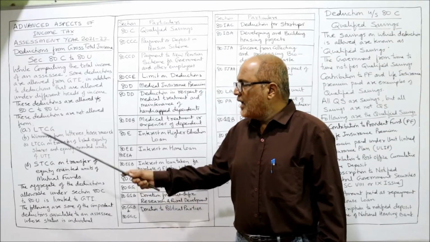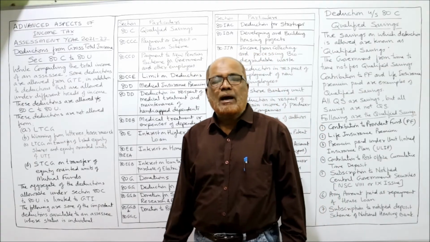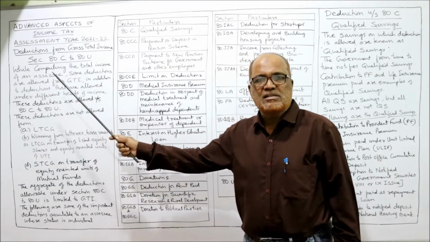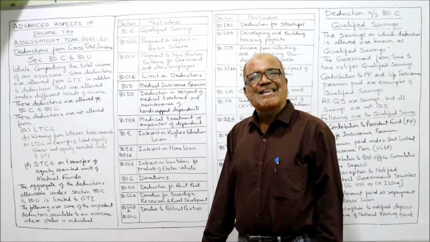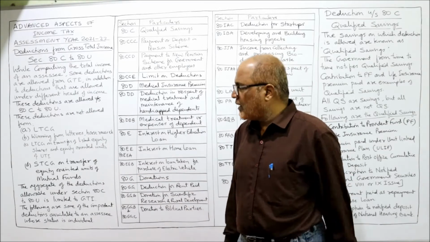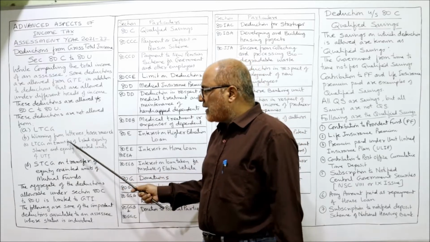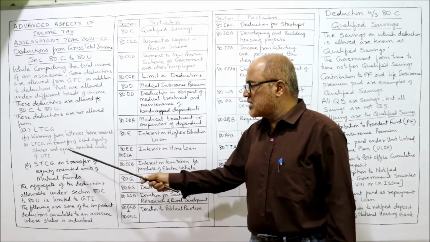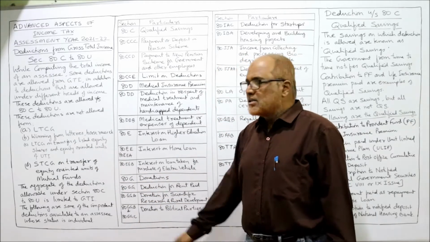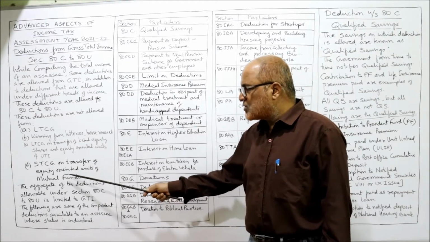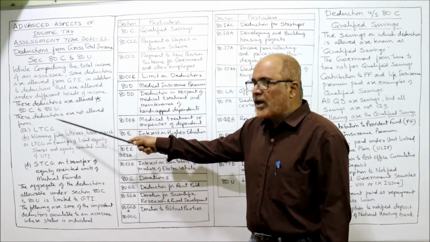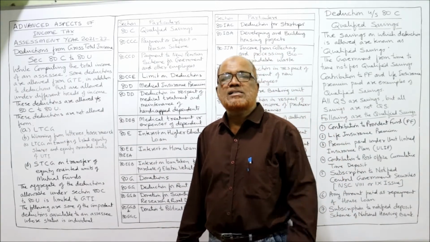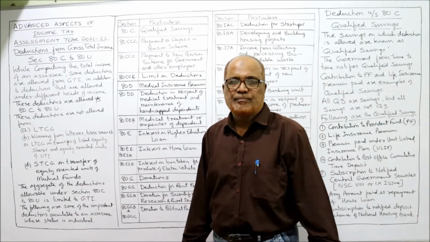What are the 4 items? First, LTCG: from long-term capital gain, the deductions from 80C to 80U are not allowed. Similarly, winnings from lottery, horse races and casual incomes. Similarly, long-term capital gain on transfer of listed equity shares and equity-oriented units of UTI. And short-term capital gain on transfer of equity-oriented units of mutual fund. From these 4 items, deductions under section 80C to 80U are not allowed.